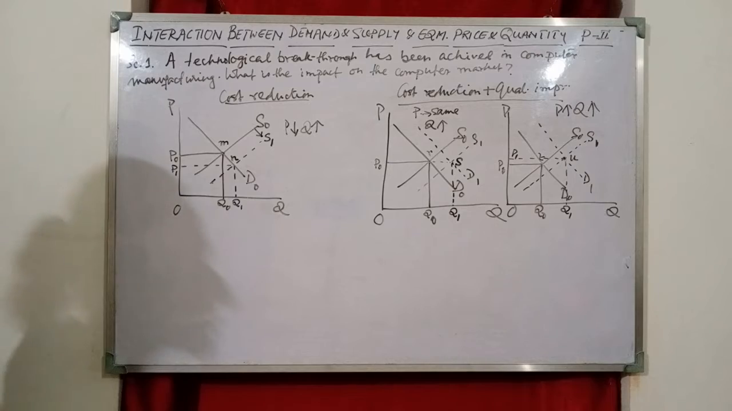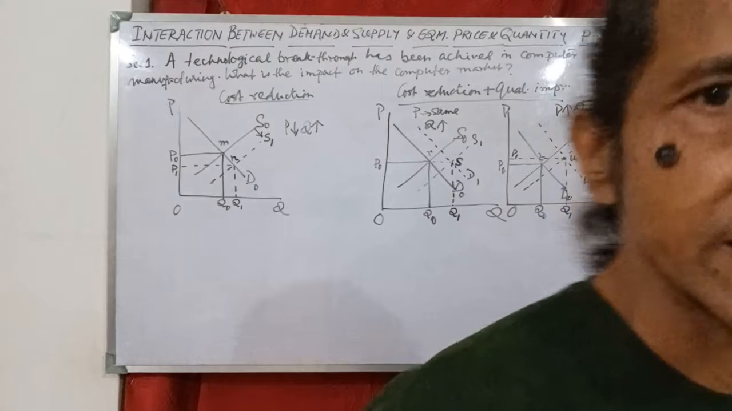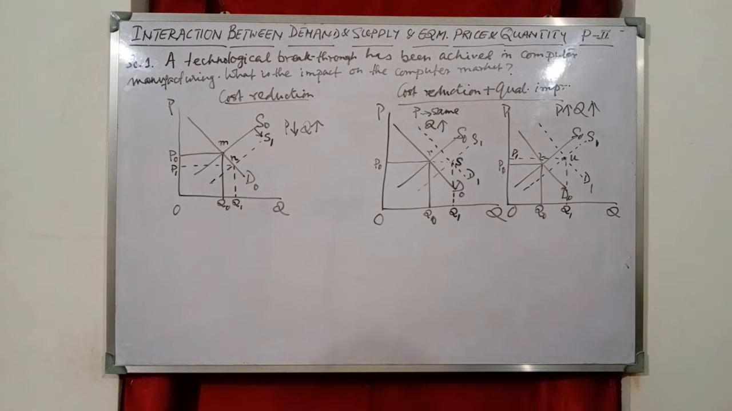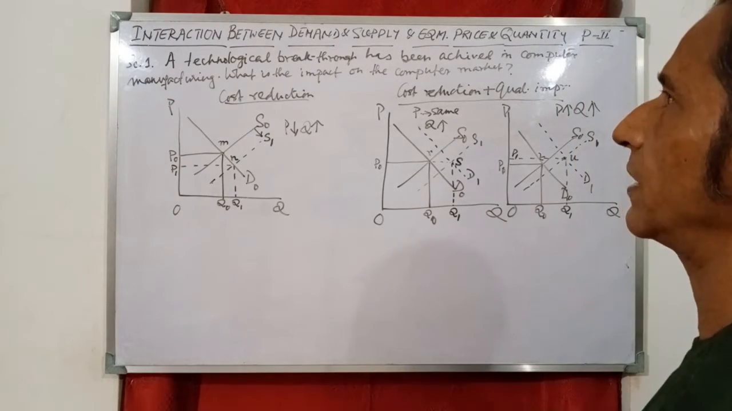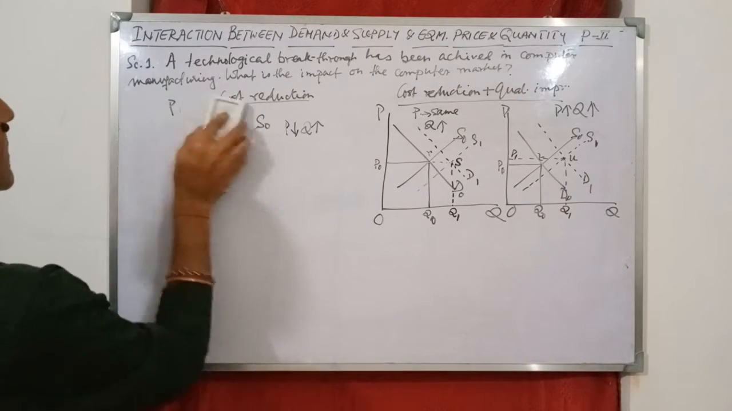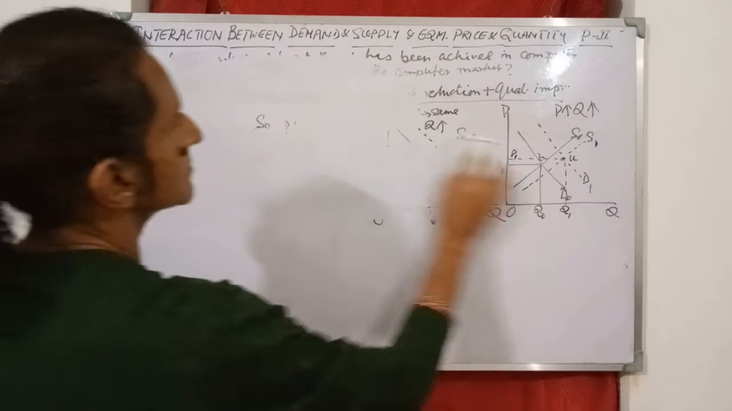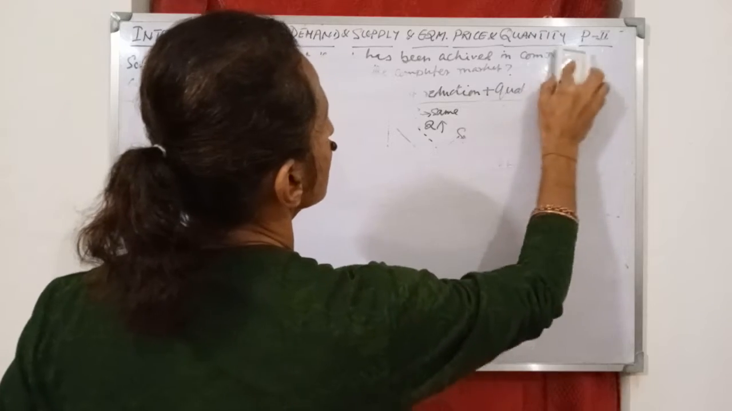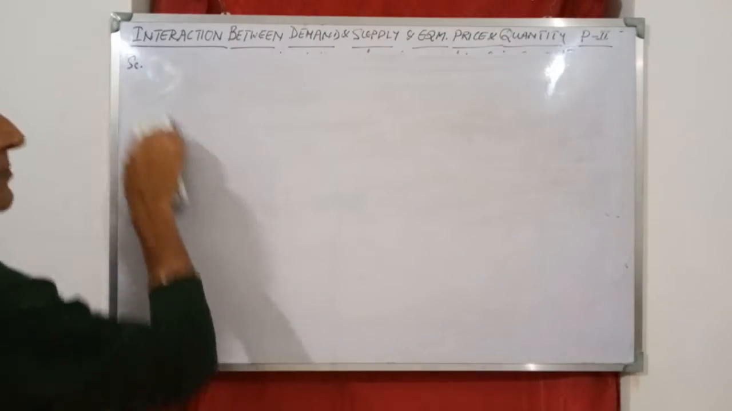Now scenario 1 has been explained totally. Now I shall start scenario 2, and for that I have to erase the writings on the whiteboard. I have no way. I have to erase as I don't have much space. Now we start scenario 2.